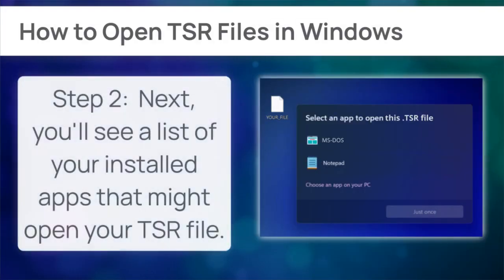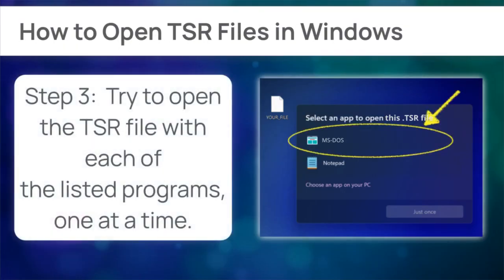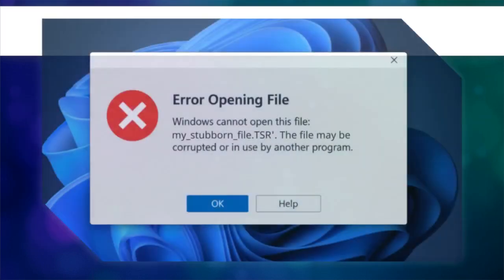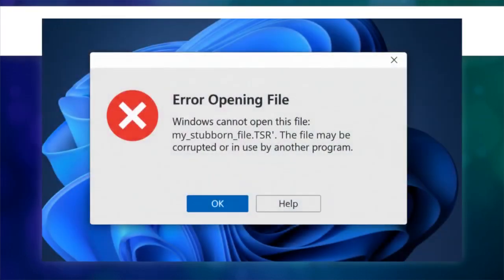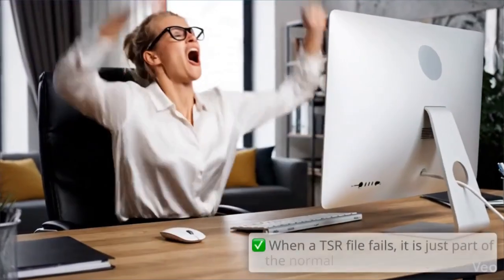Right-click your TSR file and select Open With. Test MS-DOS if it appears. If it fails, select the next application. Testing eliminates application conflicts. If you are still having trouble opening the TSR file, do not worry. This TSR file requires certain conditions to open properly.